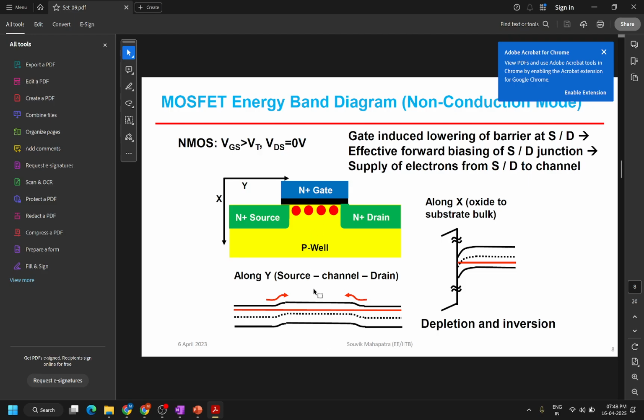This is called gate induced barrier lowering. You have heard of DIBL, right? Drain induced barrier lowering. This is gate induced barrier lowering, which is normal operation. Normally, we only want our gate to induce barrier lowering. We don't want the drain to induce barrier lowering.